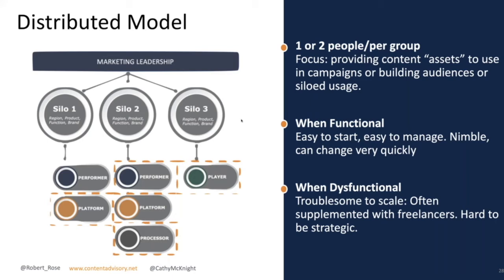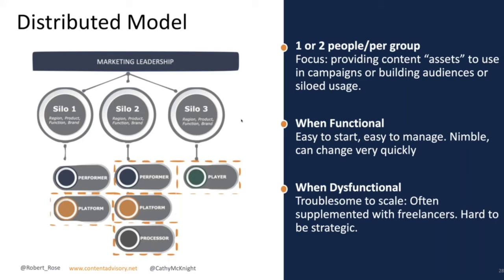So in a distributed model, for example, we may be in a siloed organization where there are different silos from products to functional, like PR or corporate communications, and it can work if we structure it in that way based on how we want to structure things. The pros to this are that there's maybe one or two people per group, that Bill and Margaret situation, providing content assets, etc. And it can be very easy to start, very easy to manage, nimble, and can change very quickly.